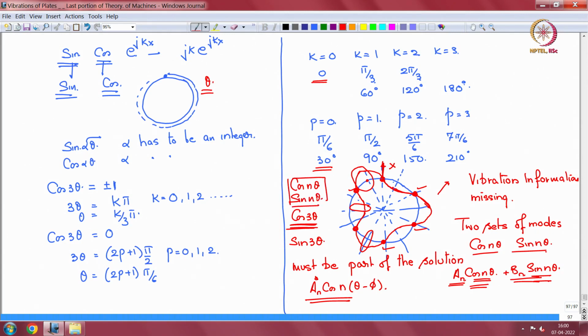Okay. So now let me write down the equations for the ring. Okay, these are the equations for the ring, for a circular ring, okay, which is a shortened version of a cylinder, shortened in the x direction.